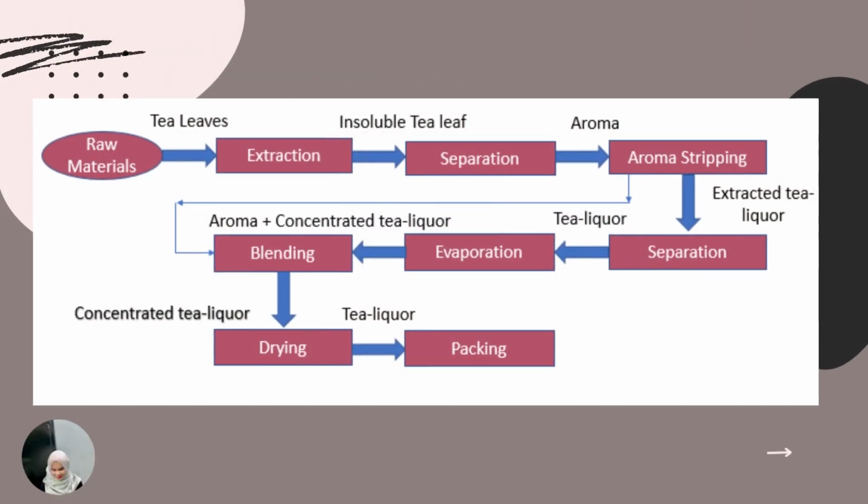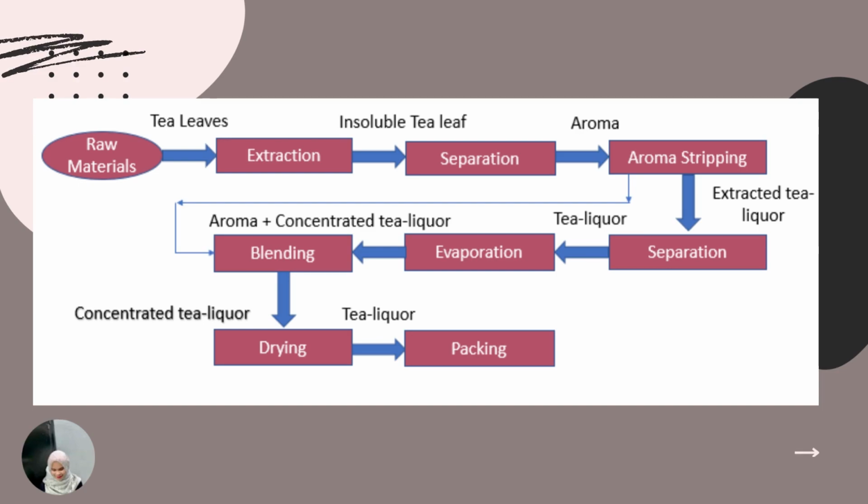The production of instant tea consists of the following operations. The raw material, which is tea leaf, will enter the extraction operation and produce insoluble tea leaf. The insoluble tea leaf will enter the separation operation, then produce aroma and extracted tea liquor. The aroma will be kept in aroma stripping, while the extracted tea liquor will enter the second separation operation.